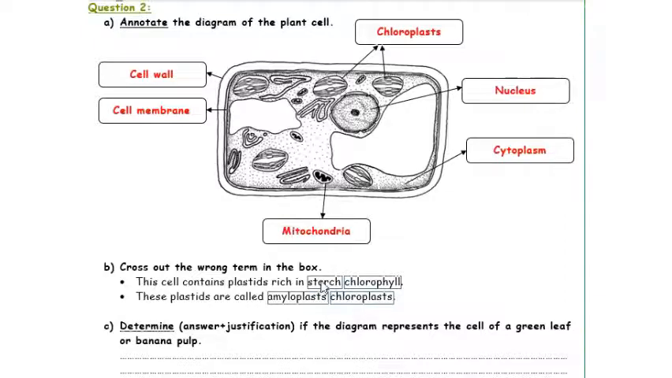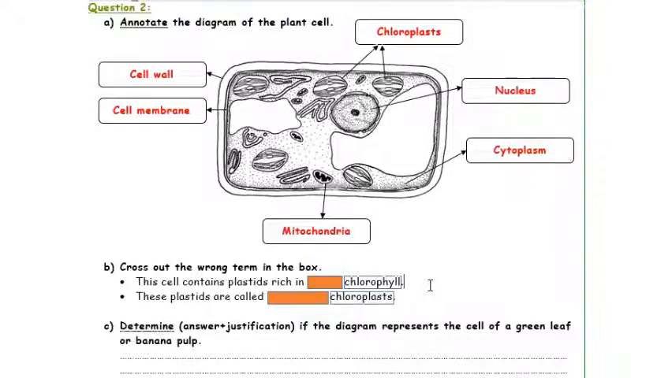So we should cross out the word starch. I'm gonna cross it this way. I'm gonna hide it this way. So this cell contains plastids rich in chlorophyll. So these plastids or organelles, what are they called? Are they called amyloplasts or chloroplasts since they contain chlorophyll? We call them chloroplasts. Amyloplasts are something else.